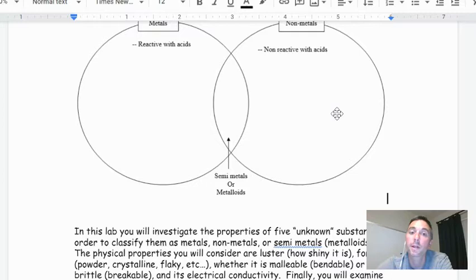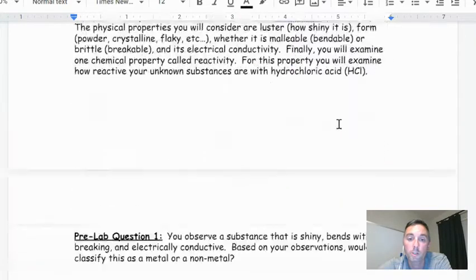Oh, one last thing I forgot. The one that's already filled in for you. Metals can react with acid. Nonmetals tend not to. Now that's not perfect, but it's good enough for us. So we're going to use this information to figure out the pre-lab questions.